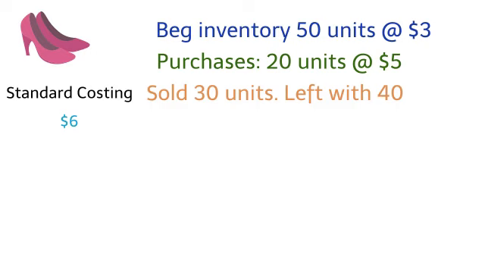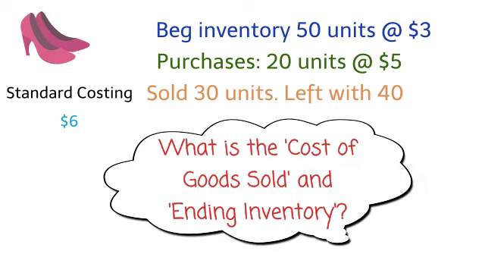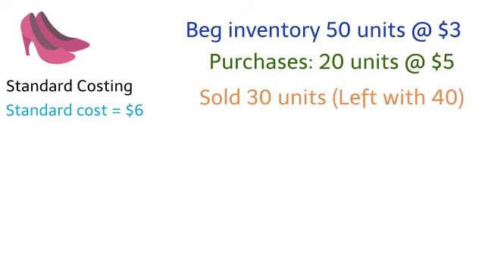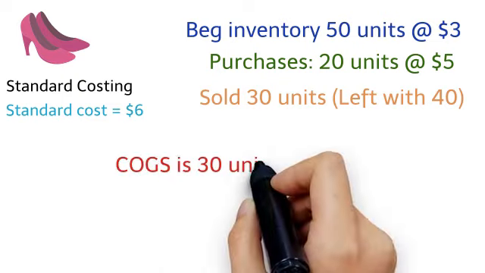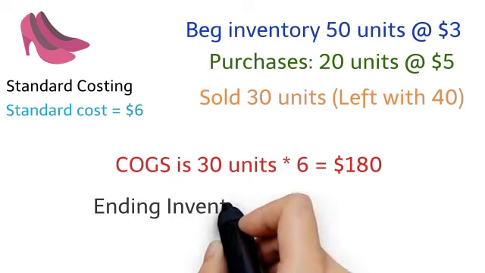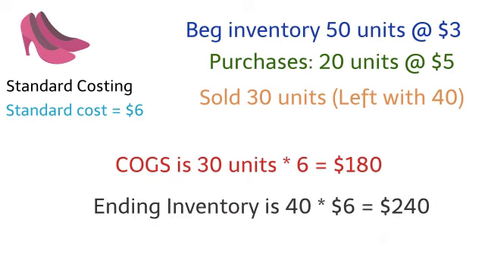Using standard costing, which we'll say in this case is $6, what is your cost of goods sold and what is your ending inventory? COGS is 30 units multiplied by $6, giving you a total of $180. And your closing inventory is your leftover 40 units, also at $6, equaling $240.